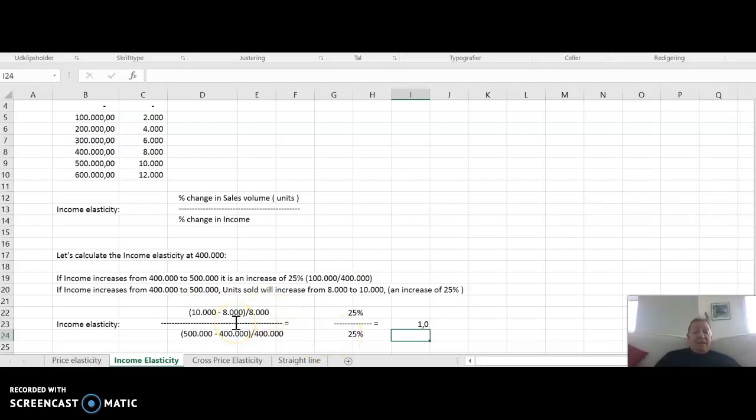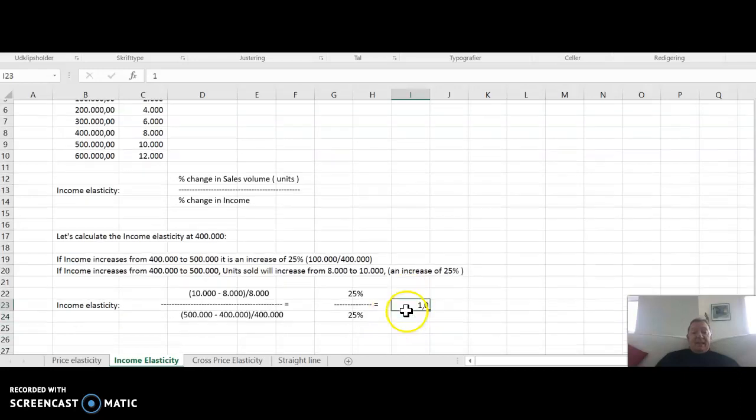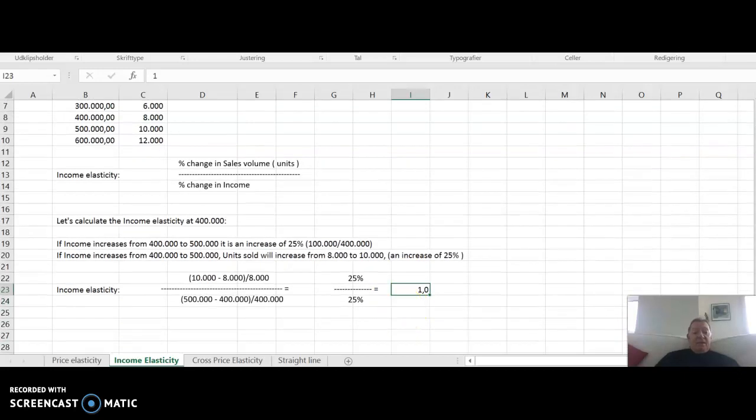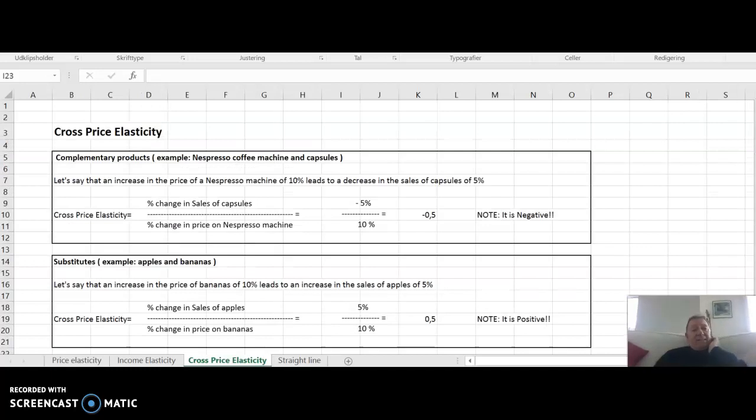And it will have this effect that we will increase the units sold from 8 to 10. It's 2,000 units on the basis of 8,000. That is a change of 25%. It's a plus in both cases because if we increase income, we increase the demand for the products. And so it's always positive. And in this case, it is exactly 1. And therefore, the income elasticity is 1. It's neutral elastic.